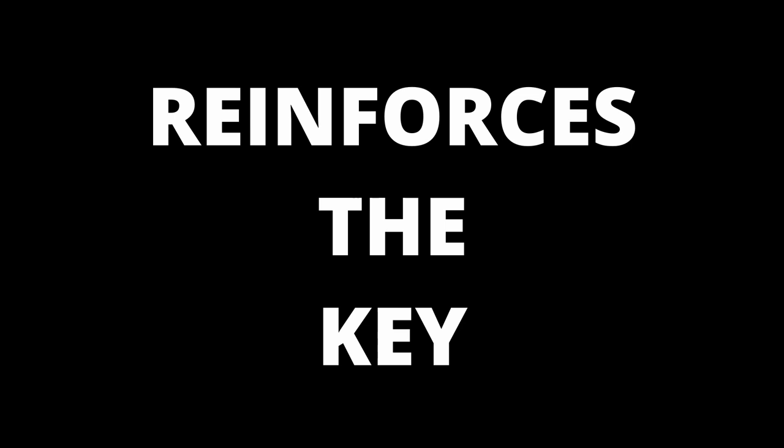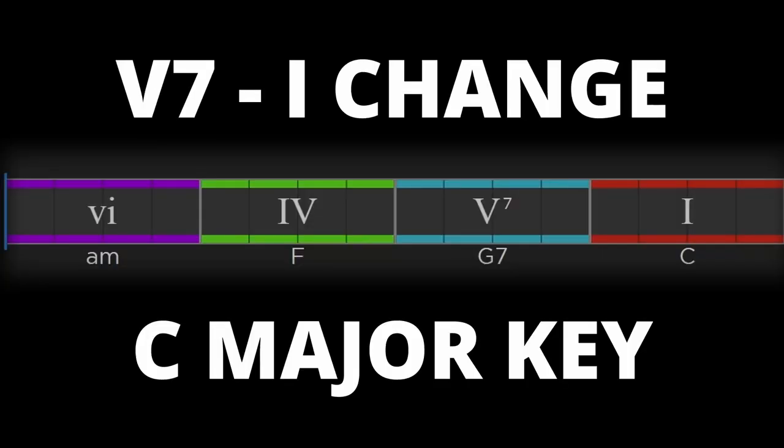The primary use of the dominant 7 chord is as the 5 chord in order to resolve to the 1 chord. This reinforces the identity of the key. Here's how that could sound in the key of C major.